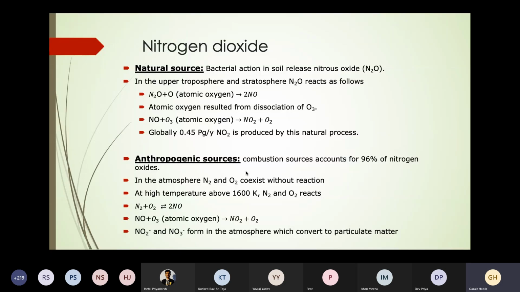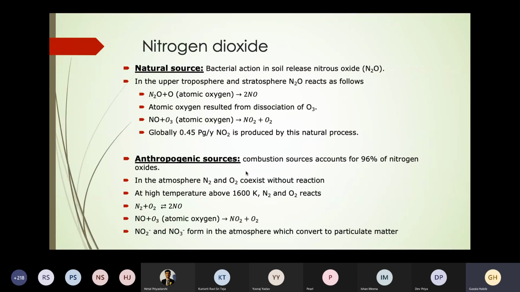Okay, globally, 0.45 petagram per year of NO2 is produced by natural processes. Anthropogenic combustion sources account for 96% of the nitrogen dioxide. So again, the anthropogenic sources are the culprit in the increase of this pollutant in the atmosphere.